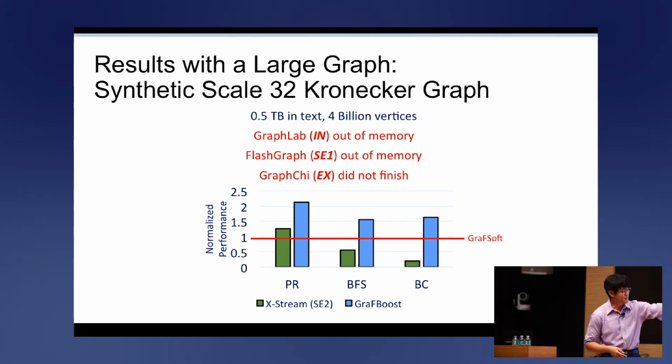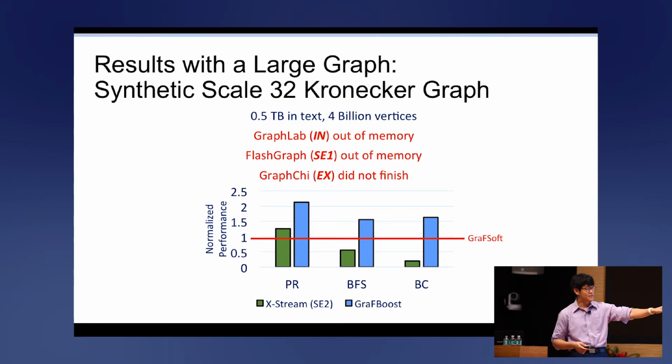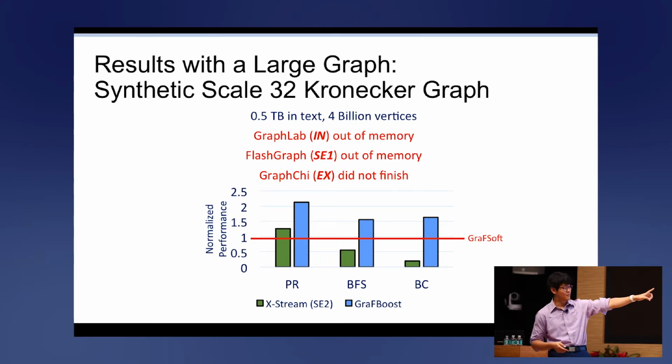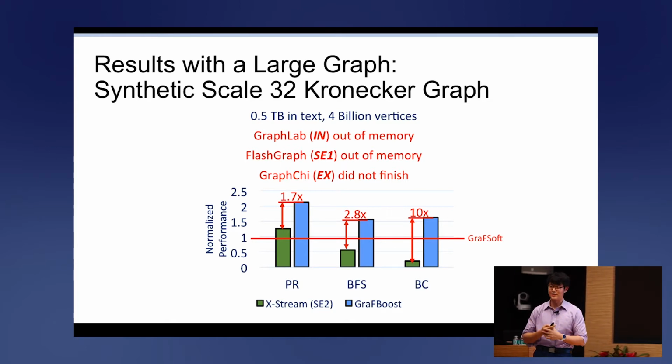We tested 3 algorithms, PageRank, breadth-first search, and betweenness centrality. The 2 systems that finished, Xtreme and GraFBoost. We did better than anyone. So that was very cool, considering the cost differential and everything. So let's look at the other graph.